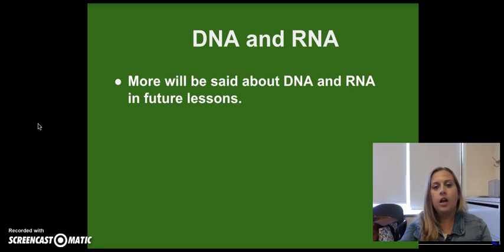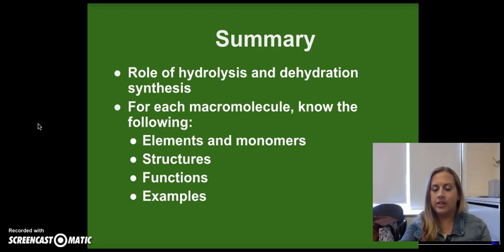We will talk a lot about DNA and RNA in future units, so you guys will get all kinds of information on DNA and RNA to come. But for this unit, for this chapter, you guys should understand the role of hydrolysis and dehydration synthesis. And for each macromolecule, you should know the elements that it contains, its monomers, and then structures, functions, and real-world examples.